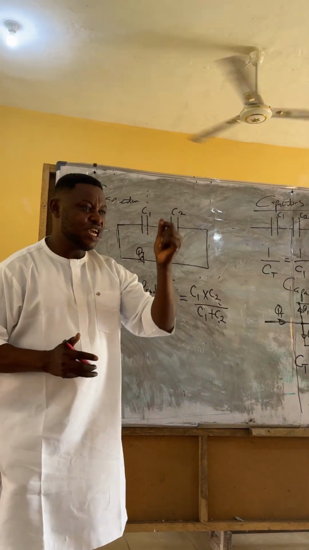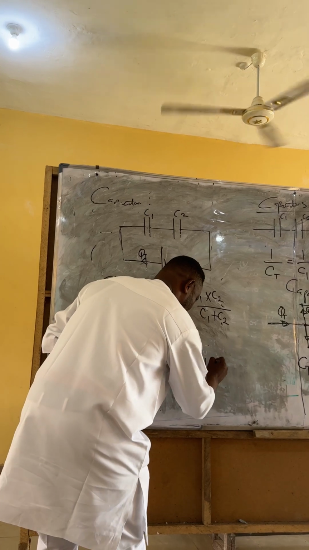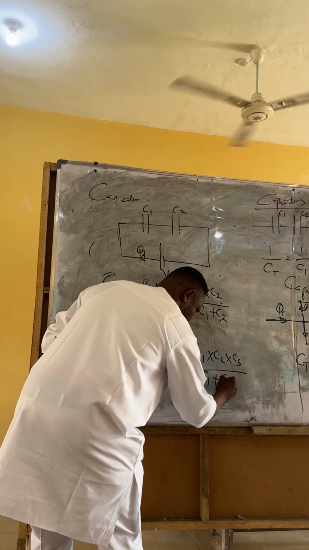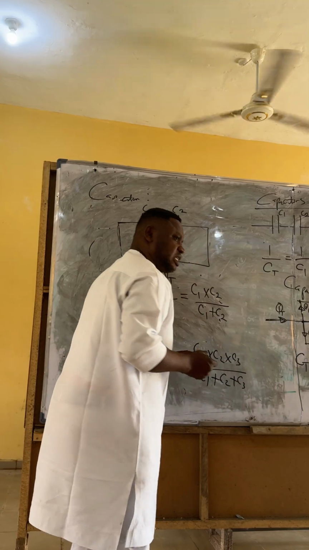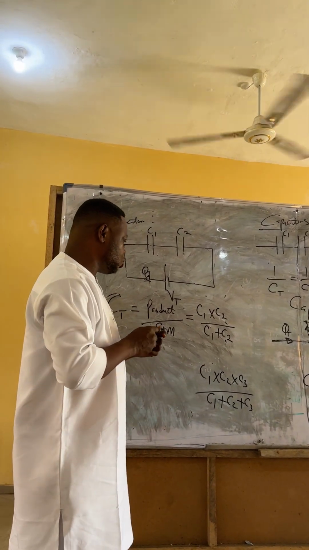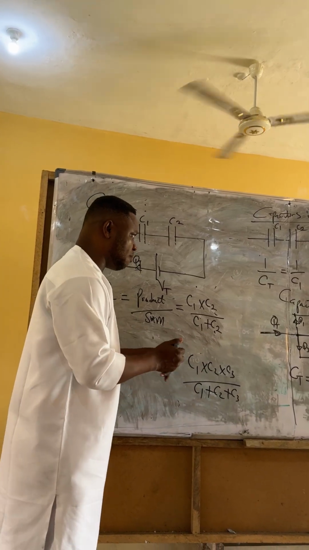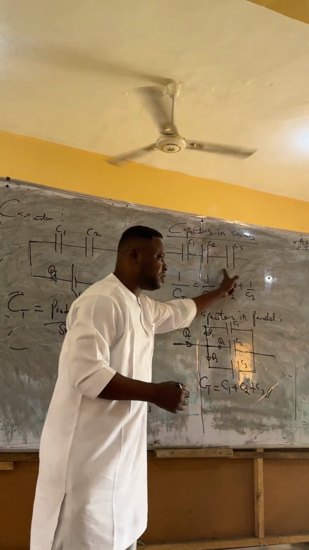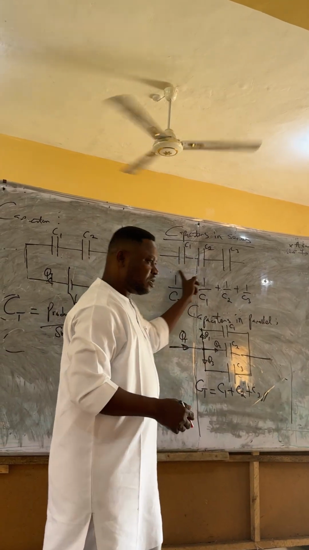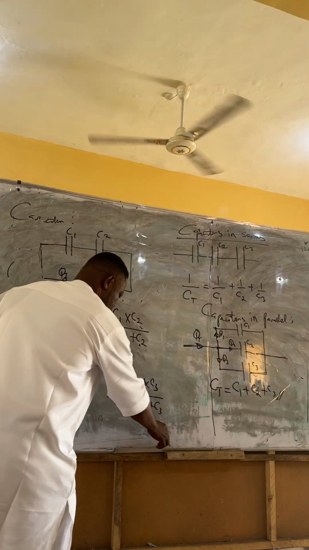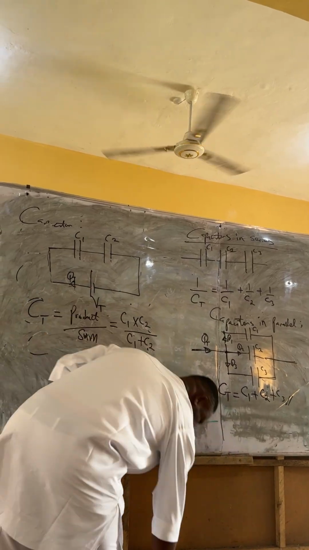If it is three, you will not go and say C1 times C2 times C3 all over C1 plus C2 plus C3. Mr. C did not tell you this one. This cannot be possible. If it is more than two, you will go with your normal formula. Even though it is 5, or 7, you use the normal one, but whenever it is just two, you can just use product over sum.